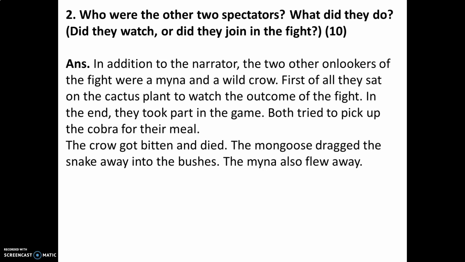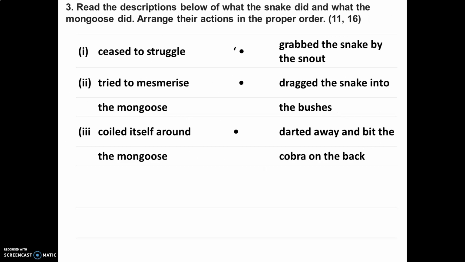Myna also flew away. Now read the descriptions below of what the snake did and what the mongoose did. Arrange their actions in proper order. First one, ceased to struggle. Tried to mesmerize the mongoose. Coiled itself around the mongoose.